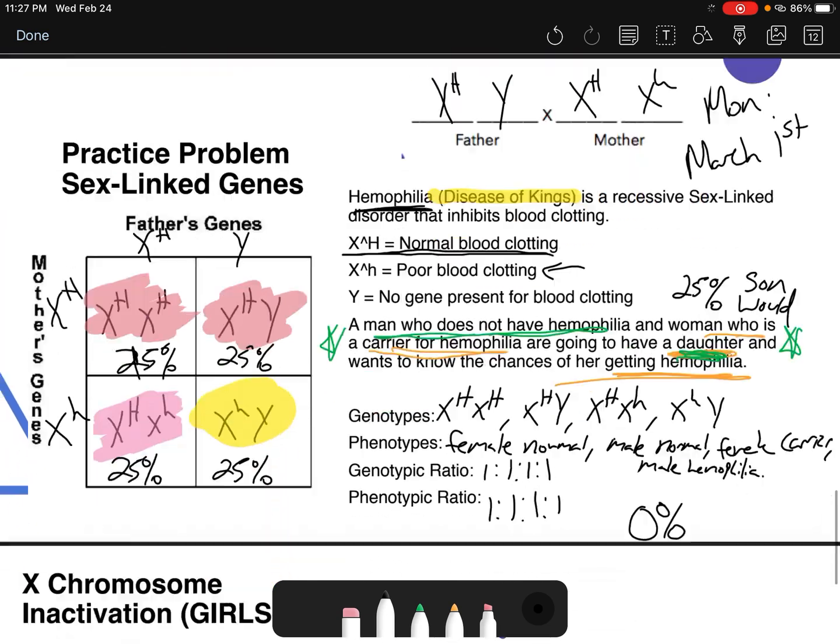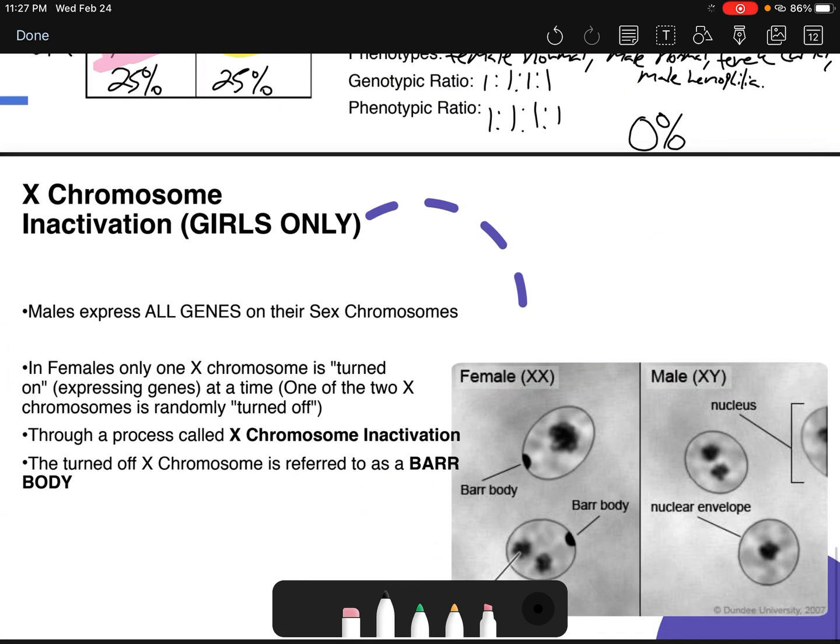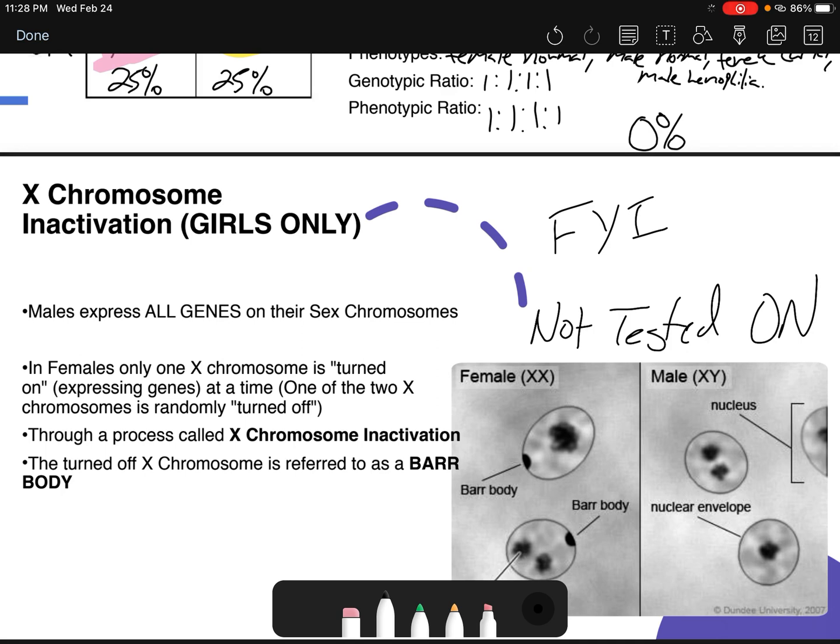Okay? And then I know I have one slide left. This slide is for your information only. This is not something you'll be tested on. This is just something that is actually really cool and just explains a little bit more how the X chromosome works in females, since they have an extra one, essentially, and something that we don't see in males.